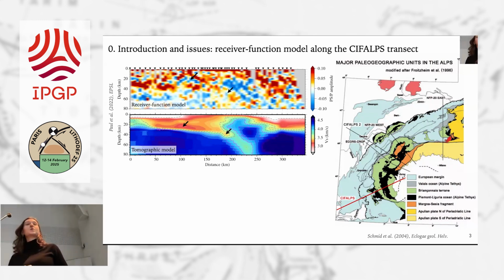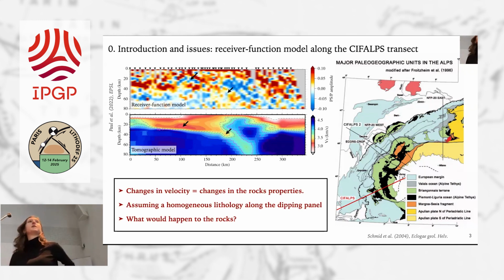And so what we see first is a plunging panel here, whose properties change, at least in the crustal parts, with an increase in S-wave velocities and a discontinuous positive conversion here, associated to the European Moho here. And it also changes in front of the bend here, with a low Vs anomaly associated to a negative conversion here. And we therefore have evidence of changes in the rock properties.